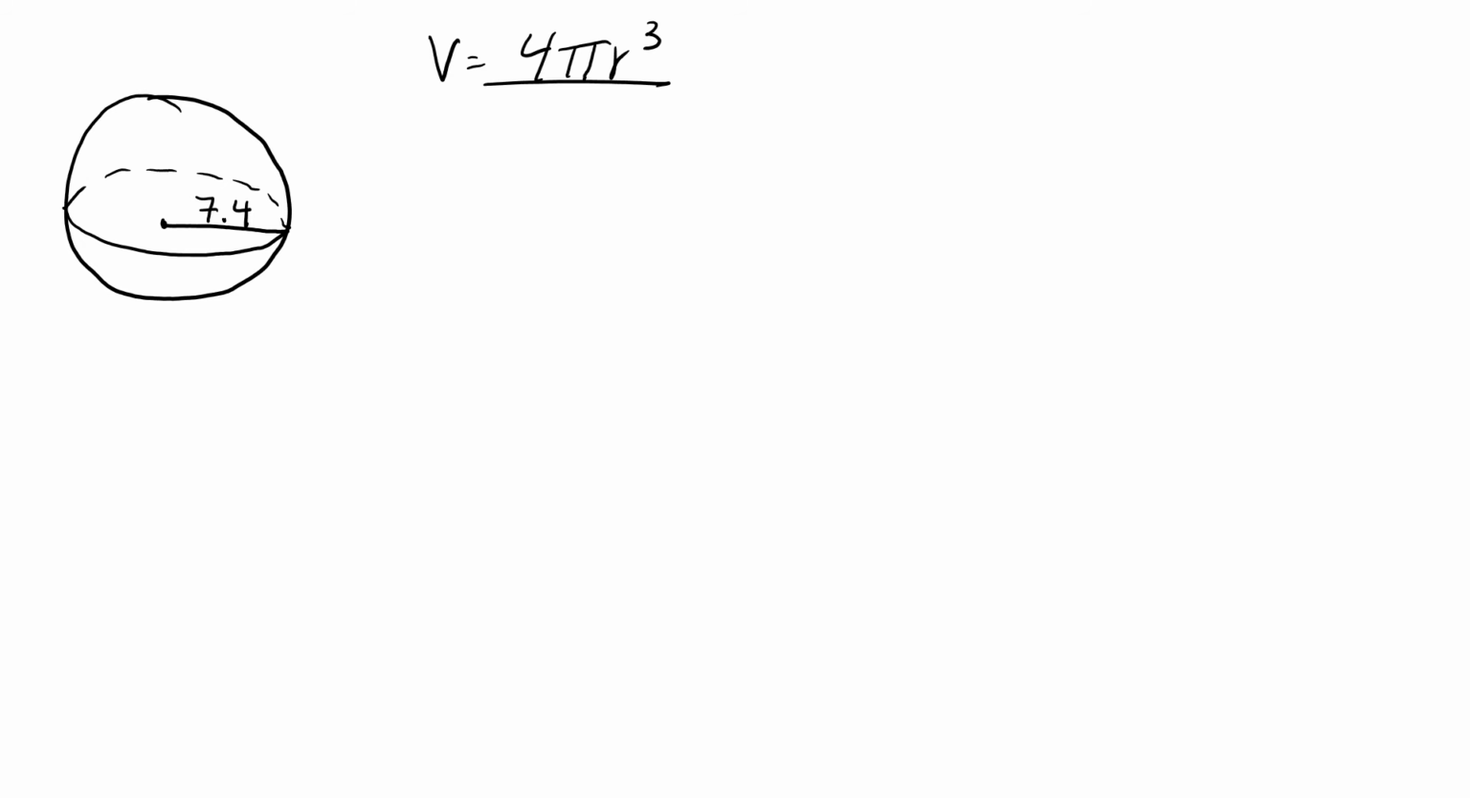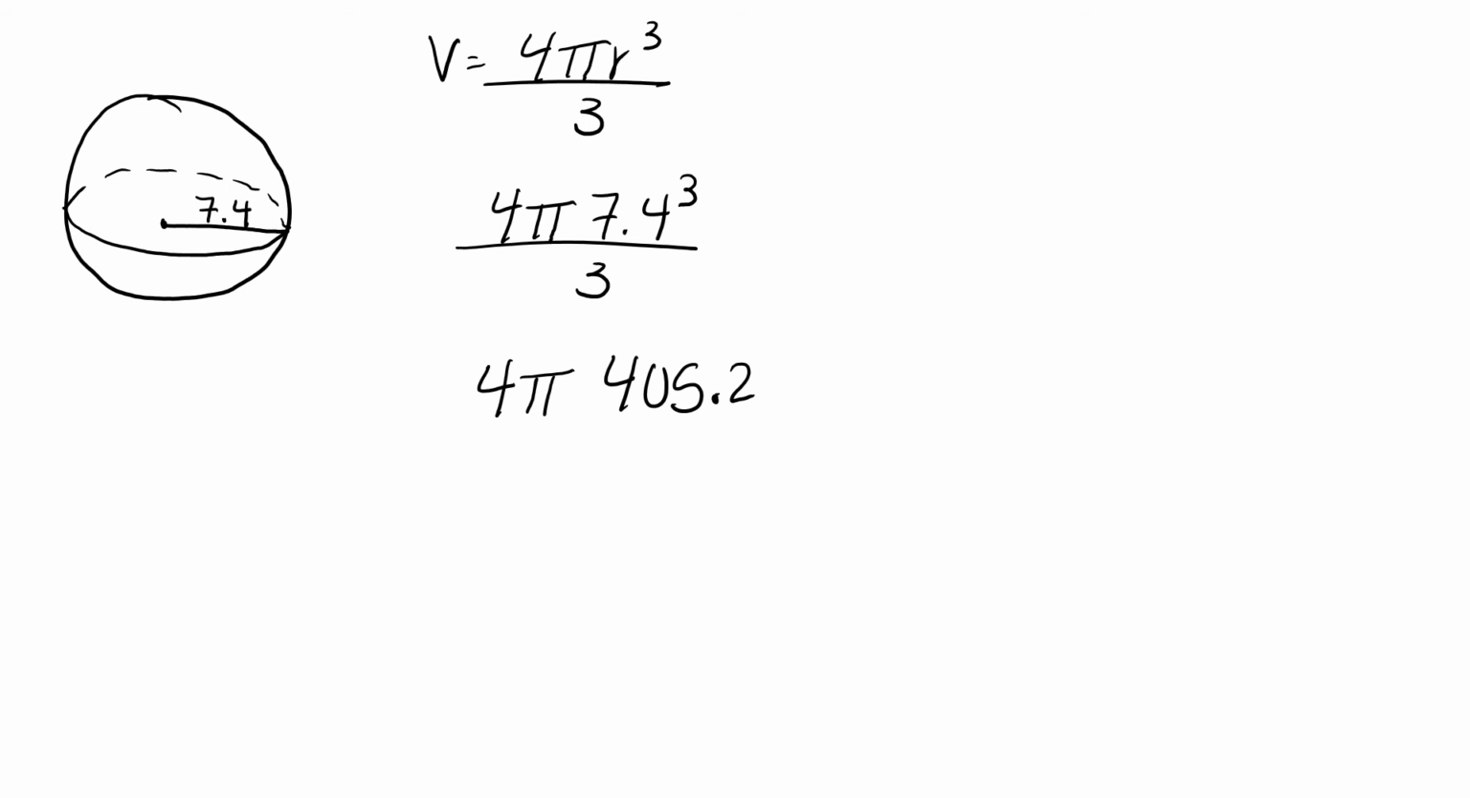Our last problem is a sphere that has a radius of 7.4. We use our formula, 4 pi r to the third power divided by 3. We plug in our radius, 7.4. We solve the exponents first. 7.4 to the third power gives us 405.224.